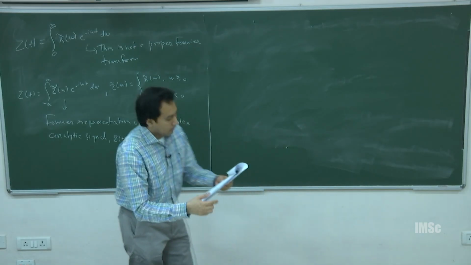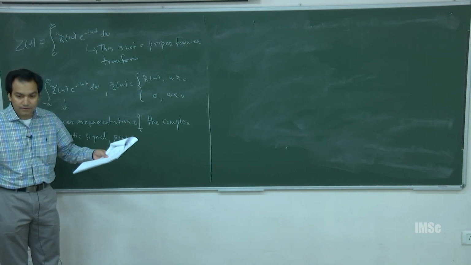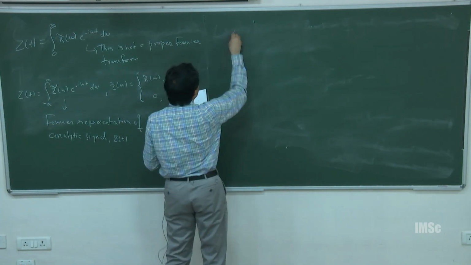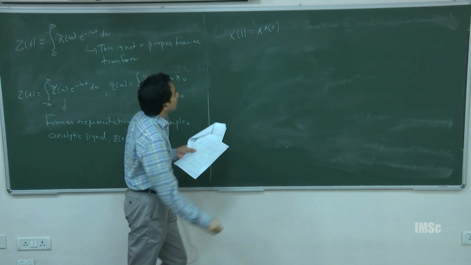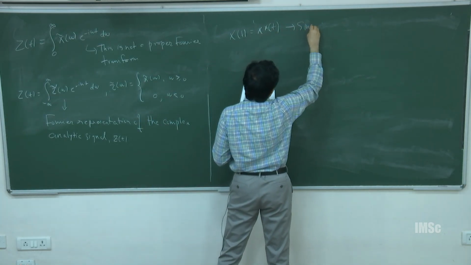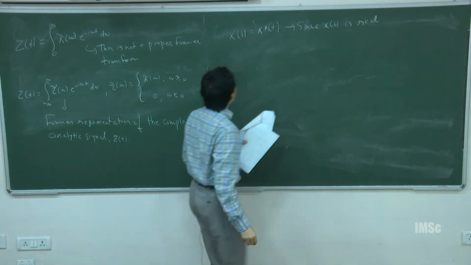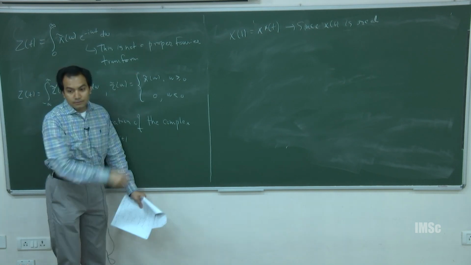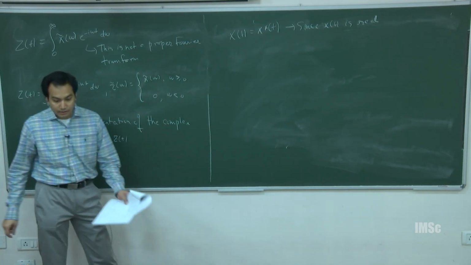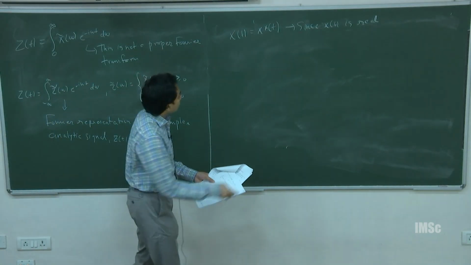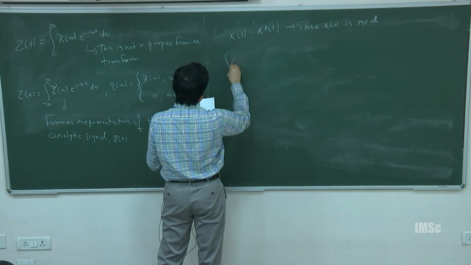Okay, but x of t is real. x of t is a real random variable, a random function, or a random field, which means... Of course, this is obvious, but why are we writing this down explicitly? Because we want to derive an important property of the analytic signals.